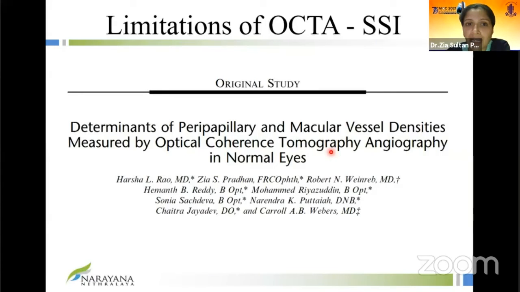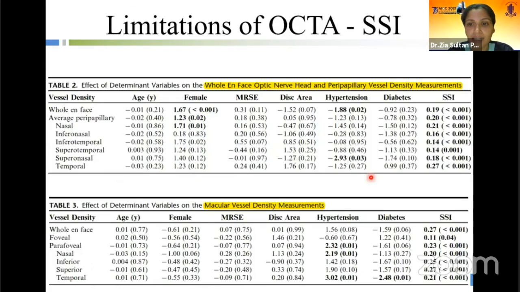And the last thing I'm going to talk about is the signal strength index. Whenever you have a parameter that you're looking at, you need to know what the determinants of that parameter are. For example, with cup disc ratio, one of the big determinants is the disc size. The bigger the disc, the bigger the cup disc ratio. Just like that, we looked at what the determinants of these vessel density parameters are, both in the disc and the macula.